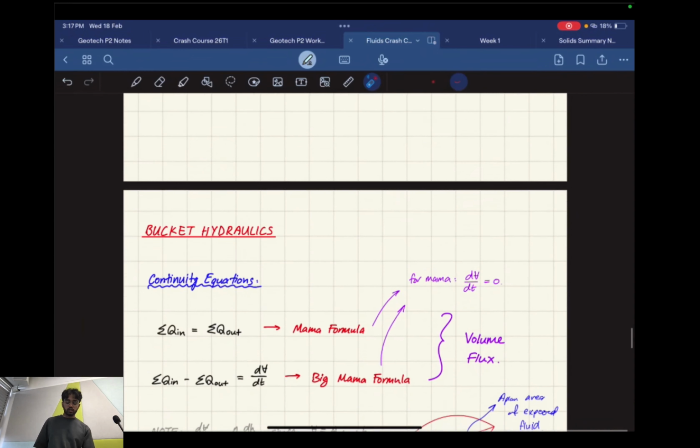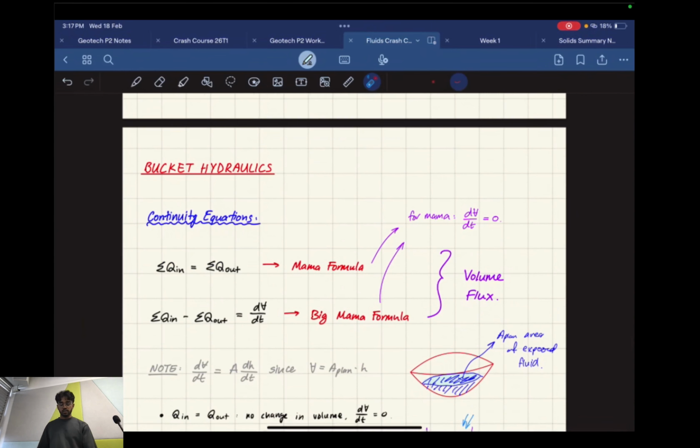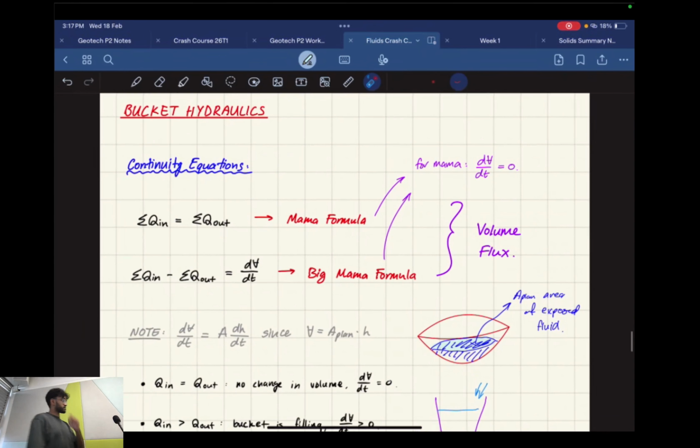Okay, bucket hydraulics. Oh, this is actually also part of continuity, sorry. We have two equations for continuity. We have the Mama formula and the Big Mama formula.